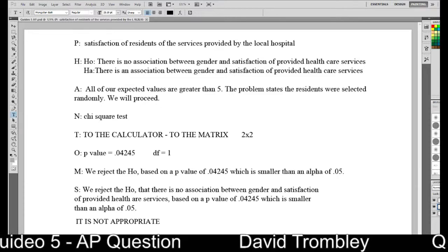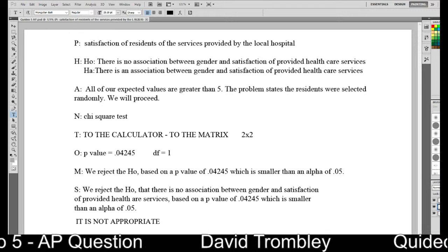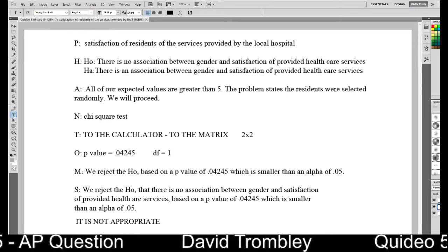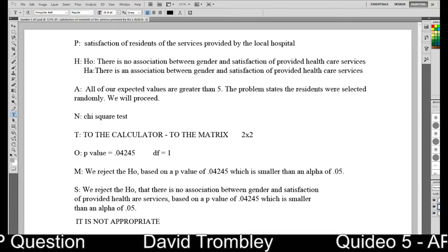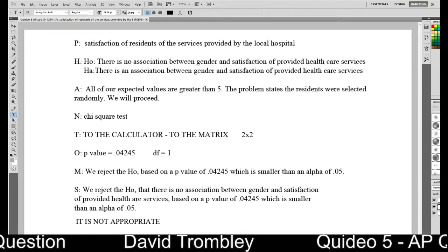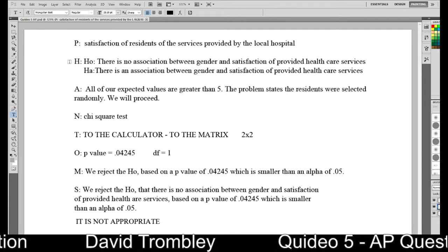This is the Quideo 5 AP question. So we need to conduct an appropriate test and find out if 800 out of 1,000 is a reasonable estimate for the proportion of residents. So as soon as I saw conduct an appropriate test, we need to conduct a chi-square test.